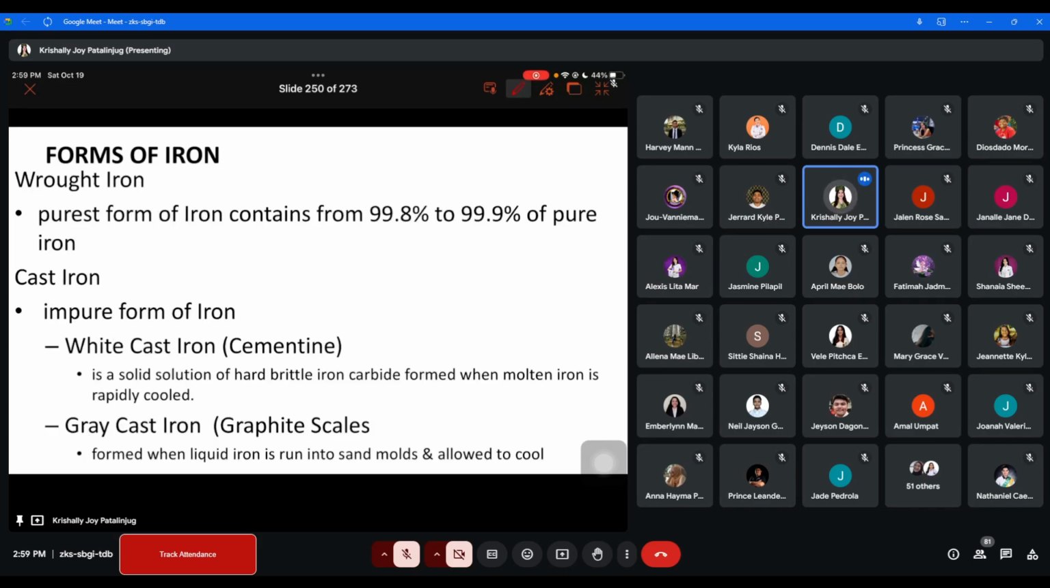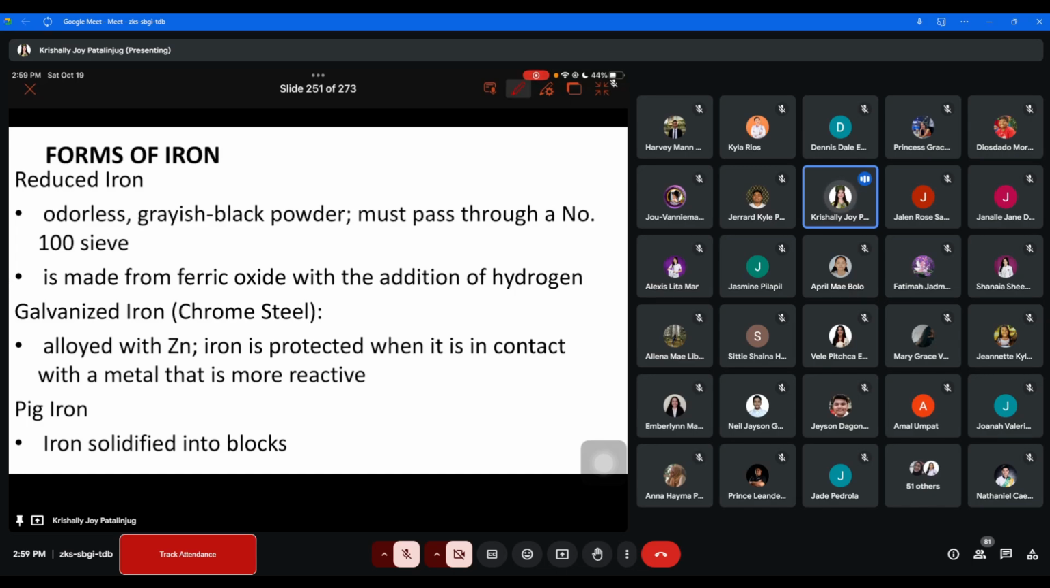Let's have the keywords na lang. Wrought iron is the purest. The impure form of iron is the cast iron. So, dalawa yung klase ng cast iron. The white cast iron and the gray cast iron. Yung white cast iron is the cementite, and then yung gray cast iron is the graphite flakes. Reduced iron is the one that is able to pass through number 100 sieve.